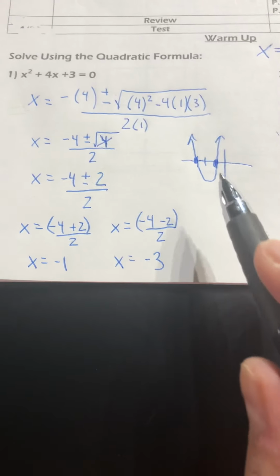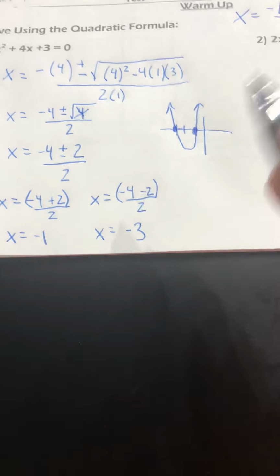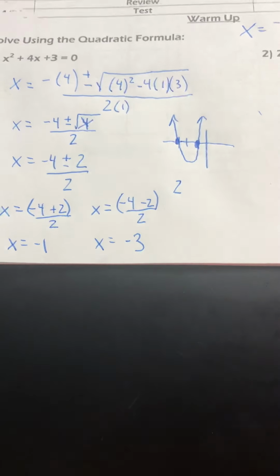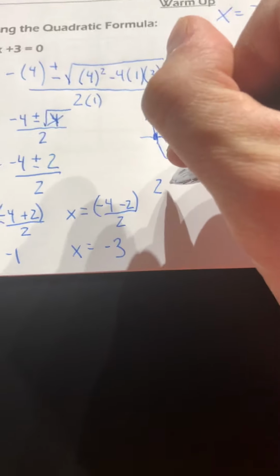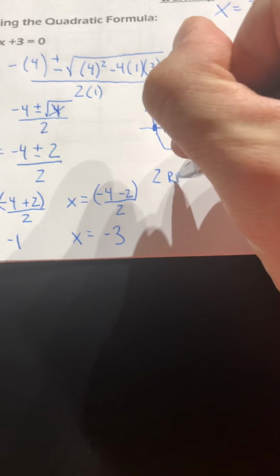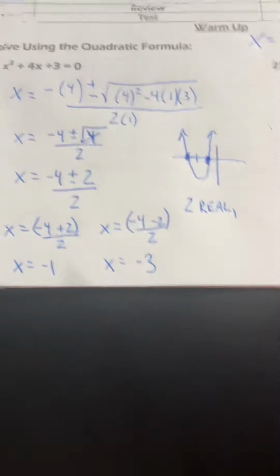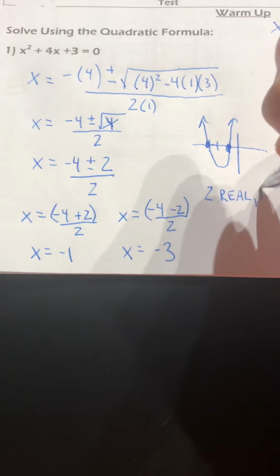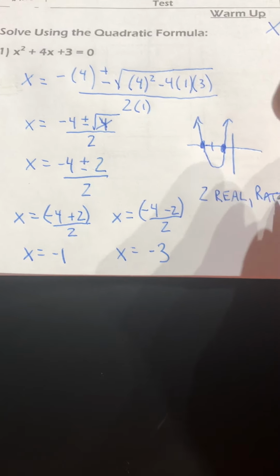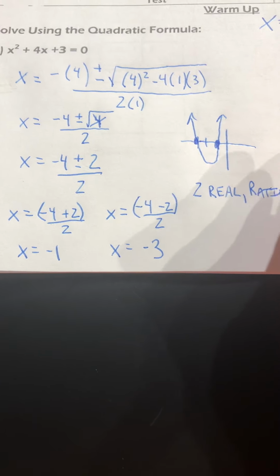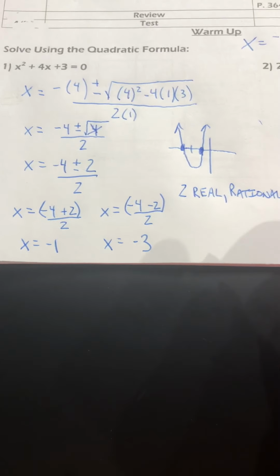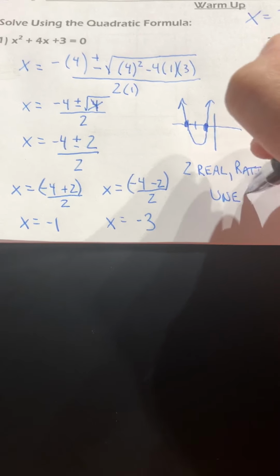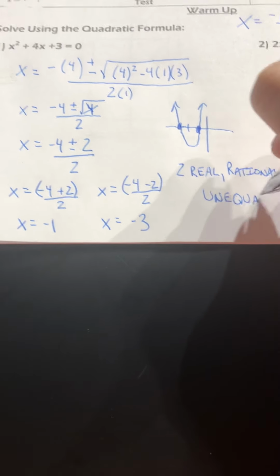What we're going to talk about this unit are these specific roots. So there's 2 of them. So we have 2 real, because they don't have an i. Rational, because they terminate. And unequal, because they're not the same. So unequal roots.